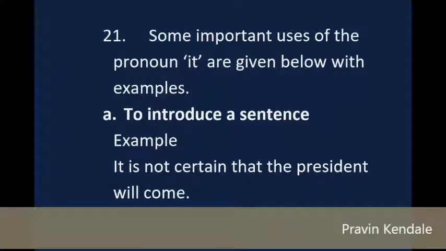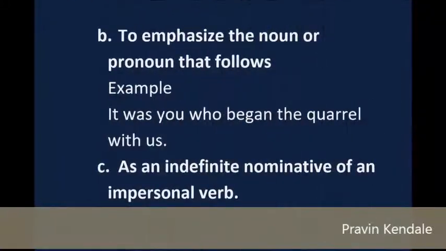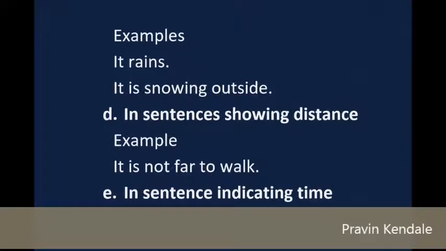A. To introduce a sentence. Example: it is not certain that the president will come. B. To emphasize the noun or pronoun that follows. Example: it was you who began the quarrel with us. C. As an indefinite nominative of an impersonal verb. Examples: it rains. It is snowing outside. D. In sentences showing distance. Example: it is not far to walk.